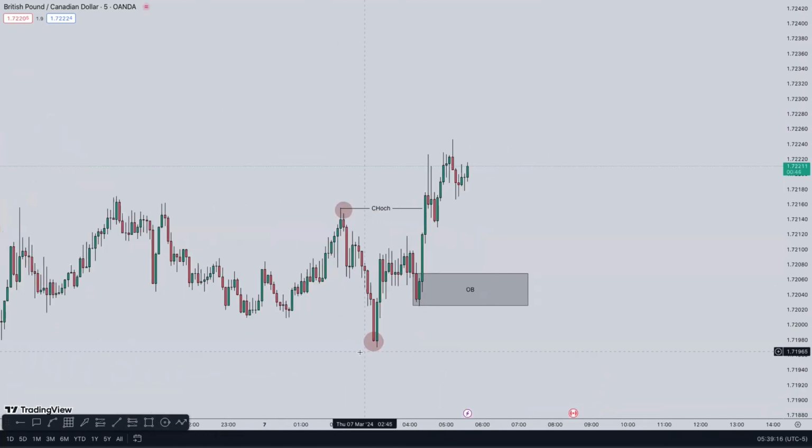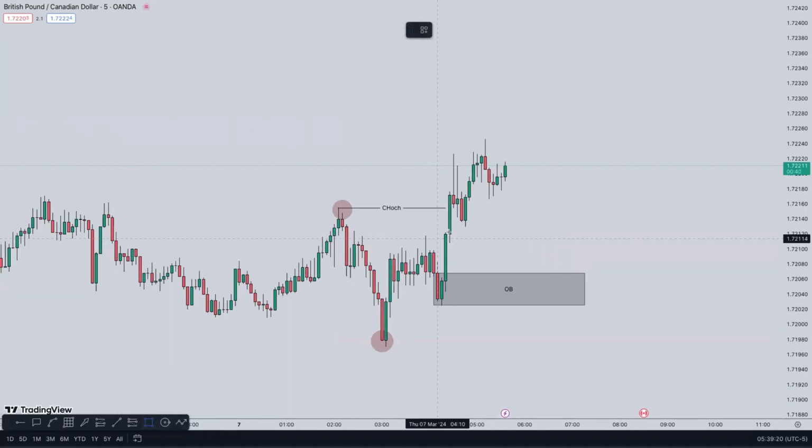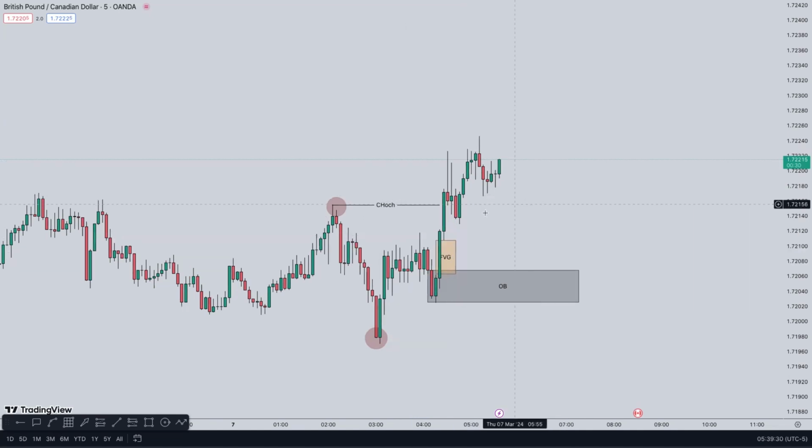Now, to add to what we have, I want to tell you guys something very, very short about liquidity, about fair value gaps and imbalances, which is the same thing basically. So this is a fair value gap. The fair value gap is simply a three candlestick formation where the low of candle A does not align with or touch the high of candle B.